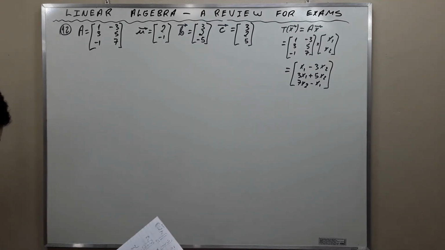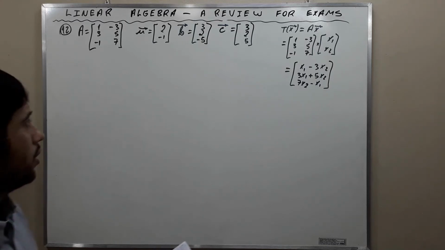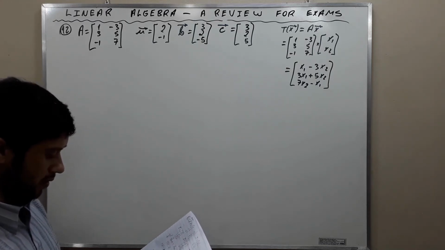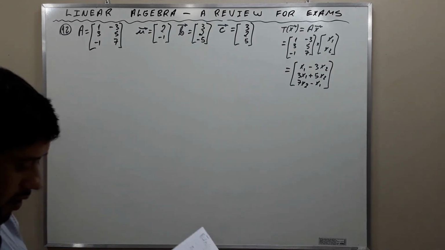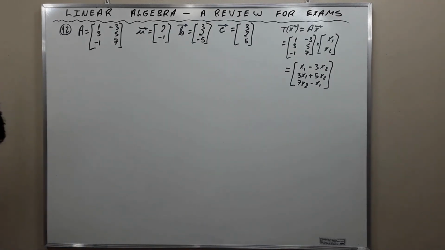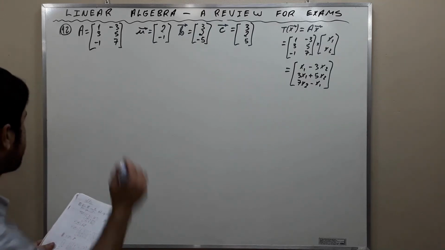And in letter C, is there more than one vector X whose image under T is B? Okay? And letter D, determine if vector C is in the range of transformation T. Okay, this is what we are going to do for exercise 12. Letter A.